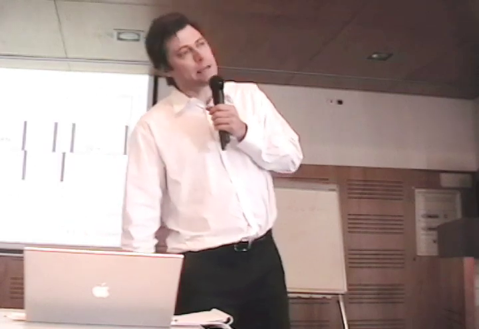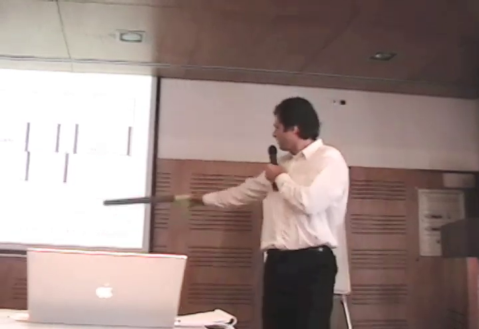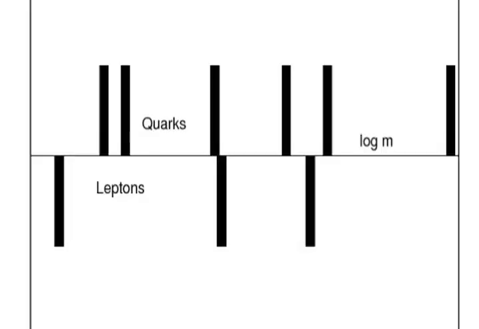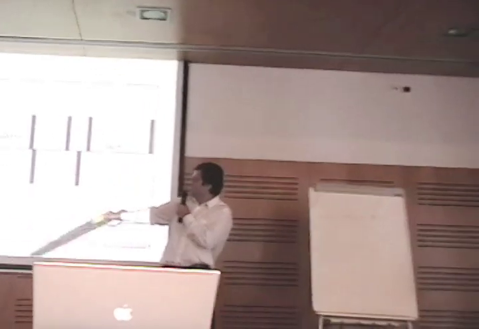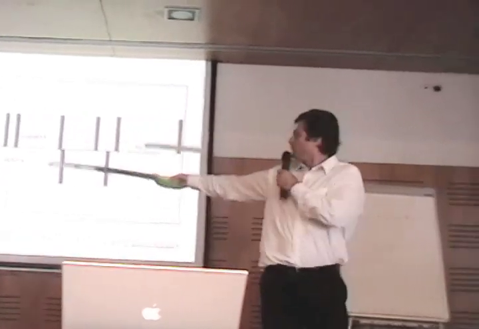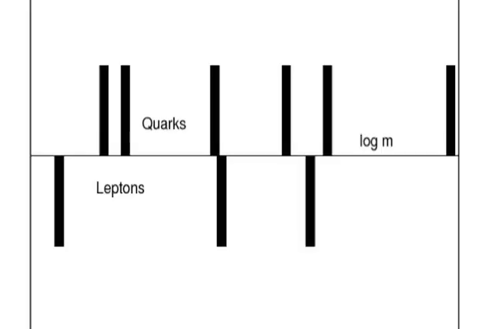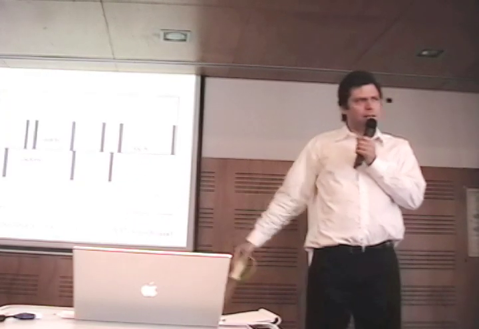And lo and behold, there does seem to be some regularities of that type, which I find really quite striking. Let's look, for example, at the fermion masses here, the bare quark masses and the lepton masses, so the electron, the muon, and the tauon here, on a log scale. They look pretty evenly spaced out on a log scale. They don't look very evenly spaced out on a linear scale.